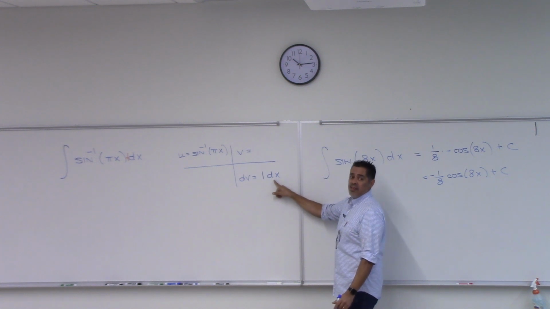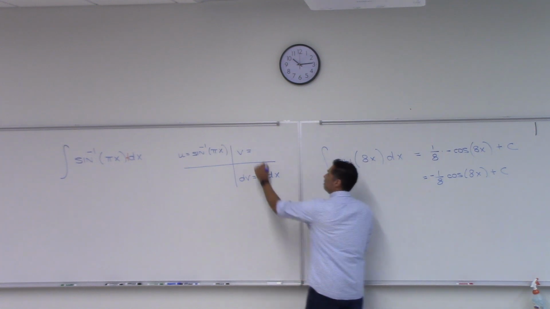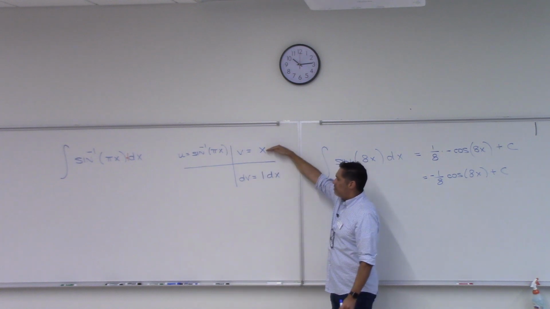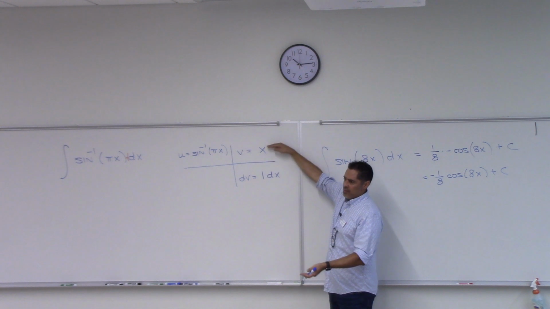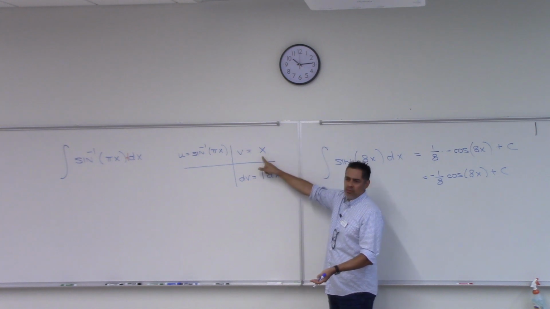X. Just x. Right? Because think about it. What's the derivative of x with respect to x? 1. So the antiderivative of 1 with respect to x is x. Okay, well, I'm not too terrified to see an x there, right?